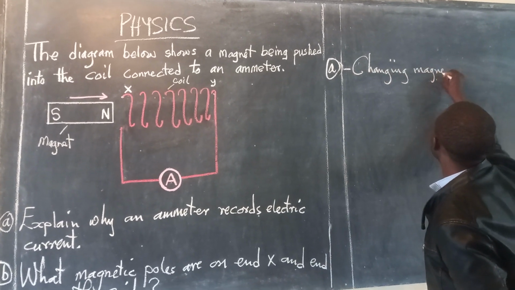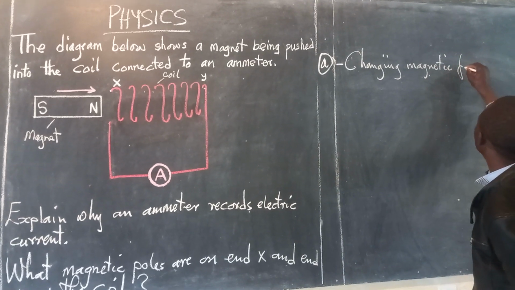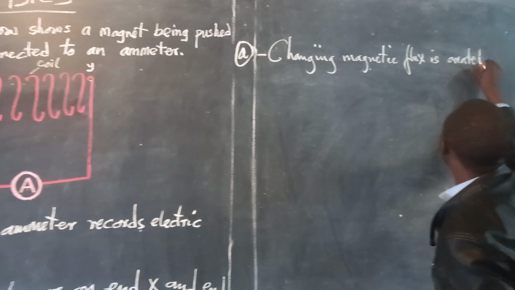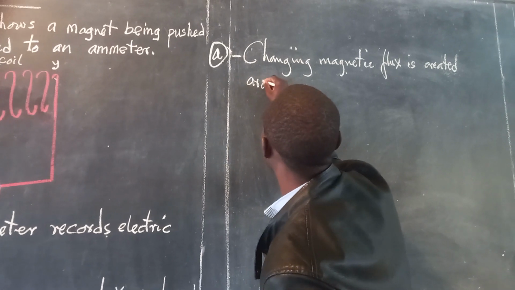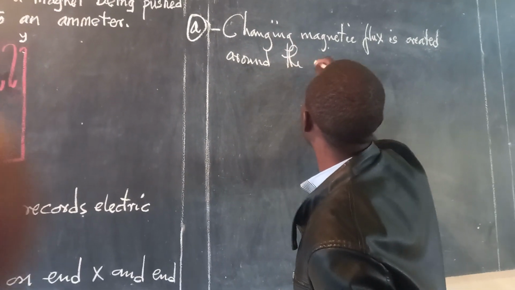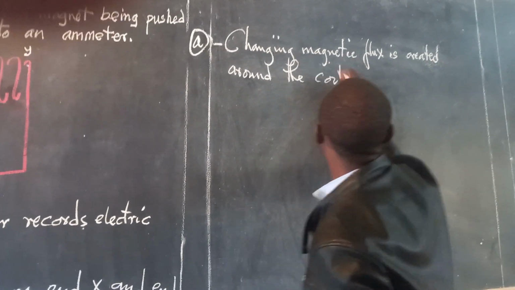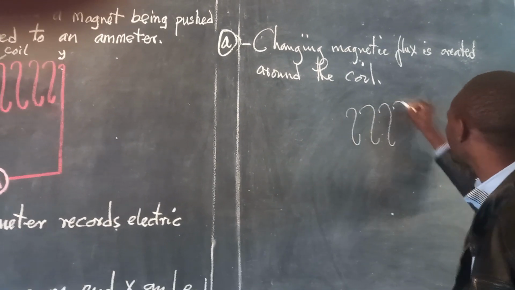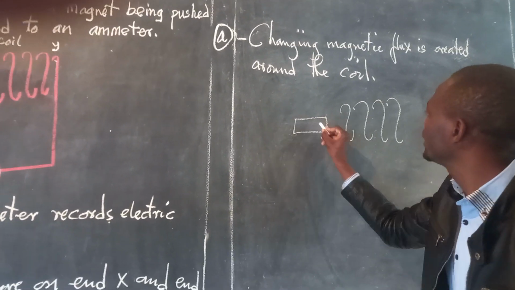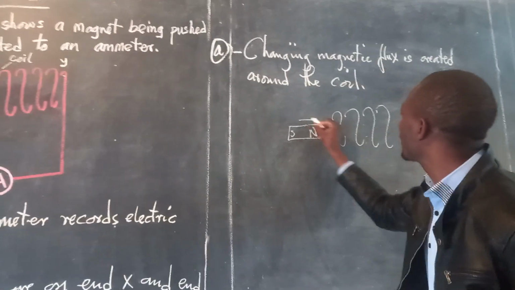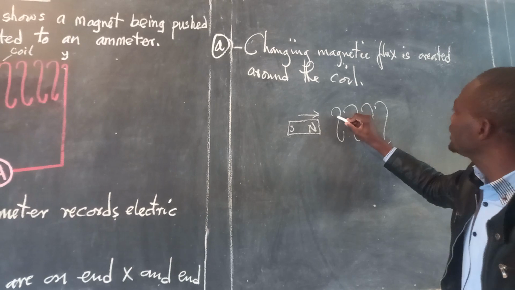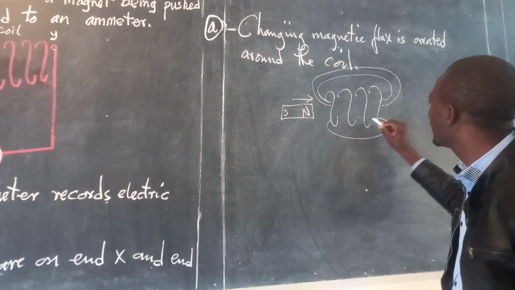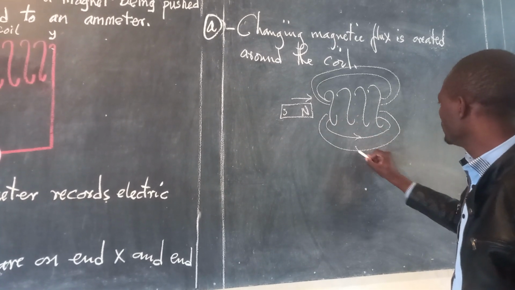magnetic flux is created around the coil. Okay? For example, if we have this coil and we have this magnet being pushed into the coil, we are saying changing magnetic flux is created around the coil. Okay? Like this.